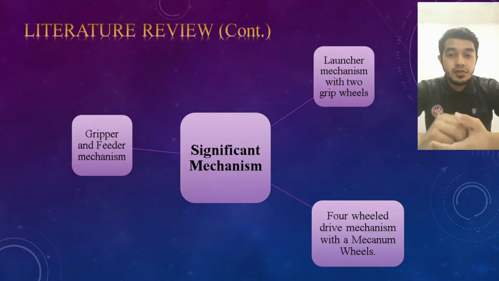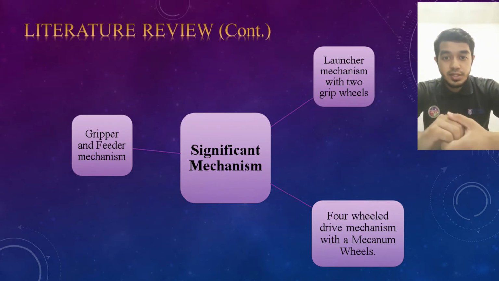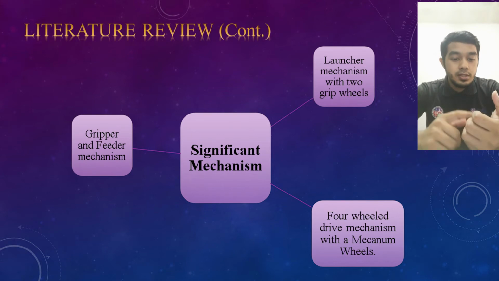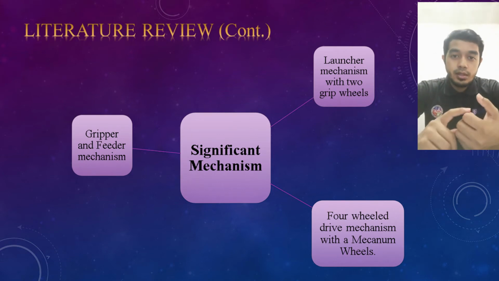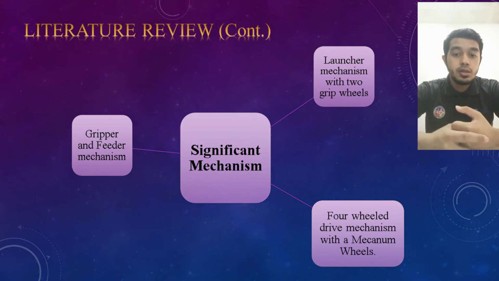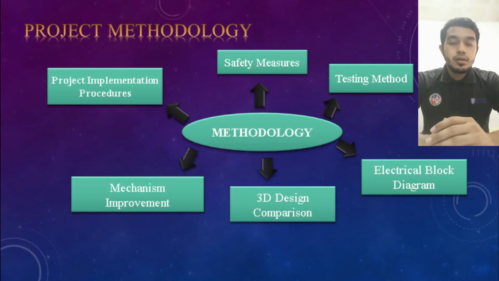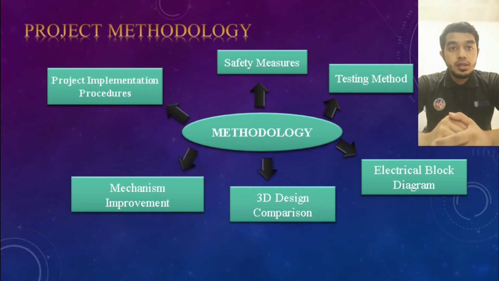Okay, the last section of the literature review is significant mechanisms. The first point is the feeder and gripper mechanism, the second point is the launcher mechanism with 2 grip wheels, and the last one is the 4-wheel drive mechanism with mechanism wheels. Okay, now we move to the next section, which is project methodology.